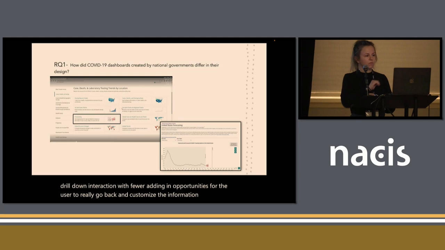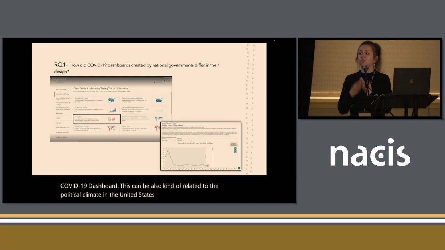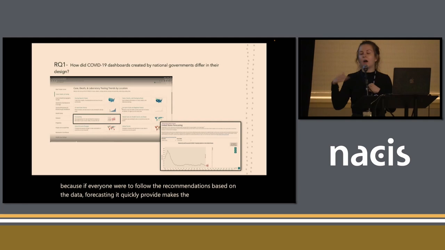Additionally, the United States was the only country I saw that had data forecasting available on their COVID-19 dashboard. This can also be related to the political climate in the United States at the time, where we were relying very heavily on narratives about how the COVID pandemic would spread in order to encourage certain behaviors like masking and social distancing. However, these quickly became fraught because if everyone were to follow the recommendations based on the data forecasting, it quickly makes the forecast seem out of whack or exaggerated, and therefore can potentially contribute to political polarization.